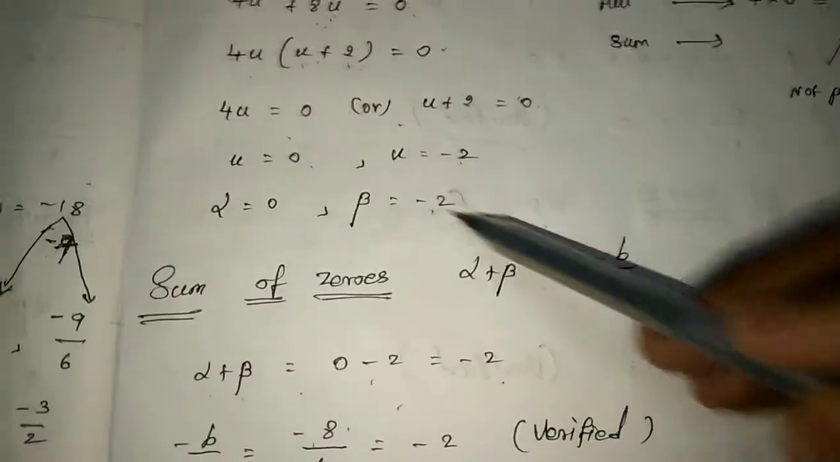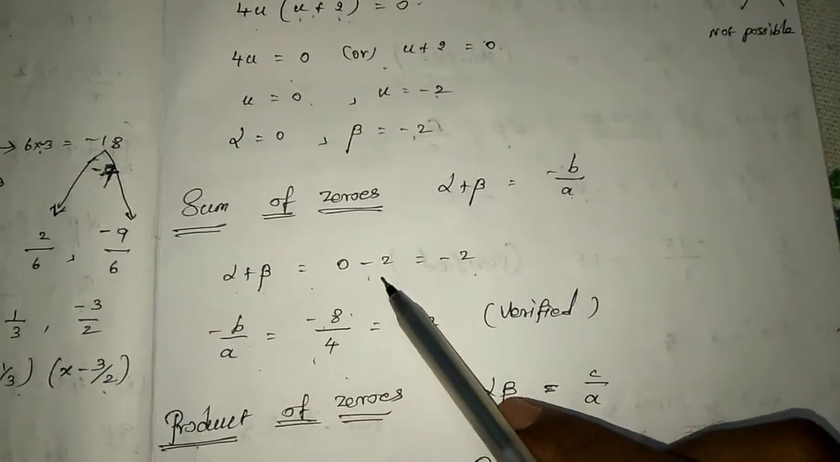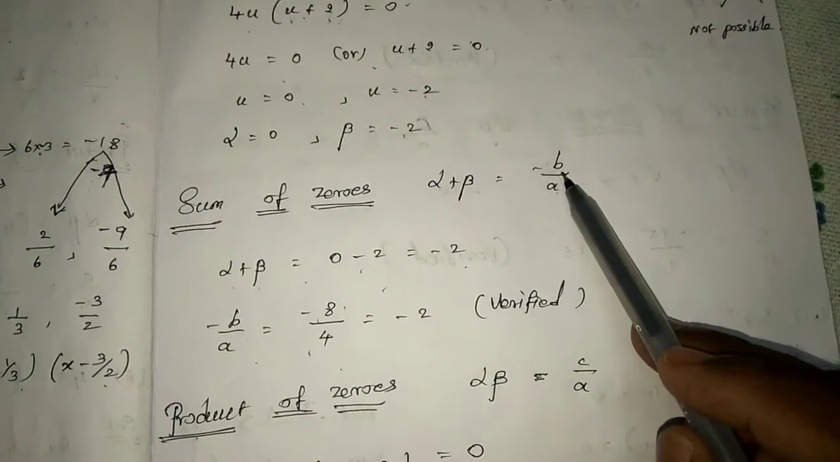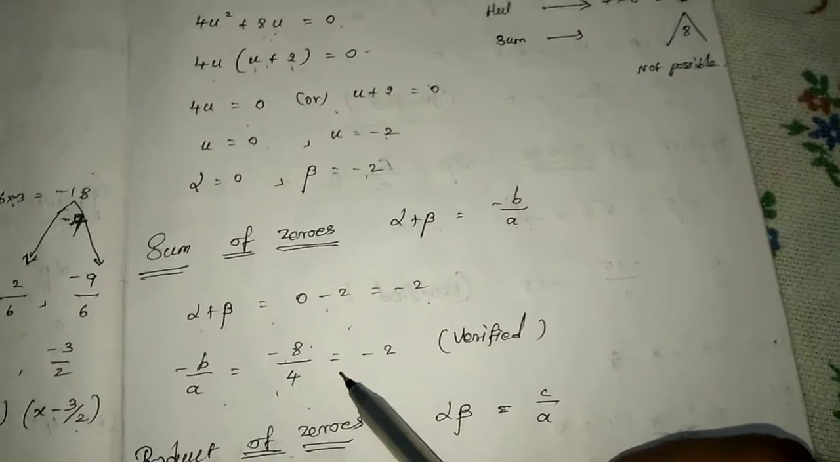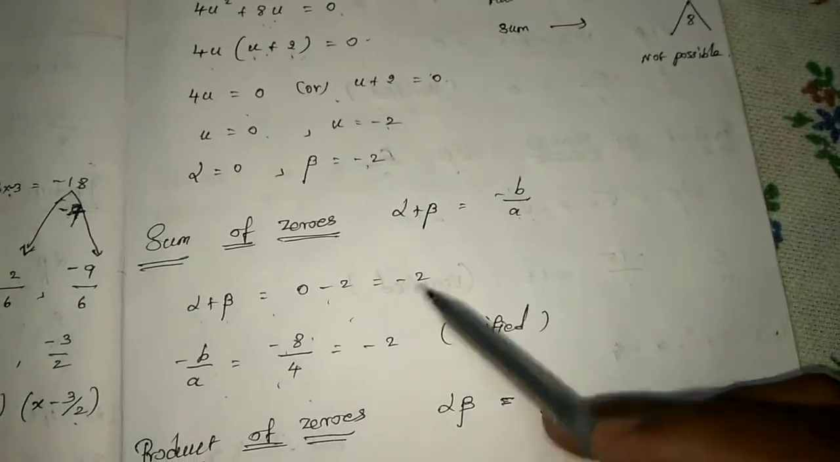Right? So the sum of the zeros, alpha plus beta, is equal to minus b by a. So alpha plus beta, 0 minus 2, is equal to minus 2. So next one is minus b by a. So minus b by a is equal to minus 8 by 4, which when you cancel is minus 2. So minus 2 equals minus 2, we verified it.